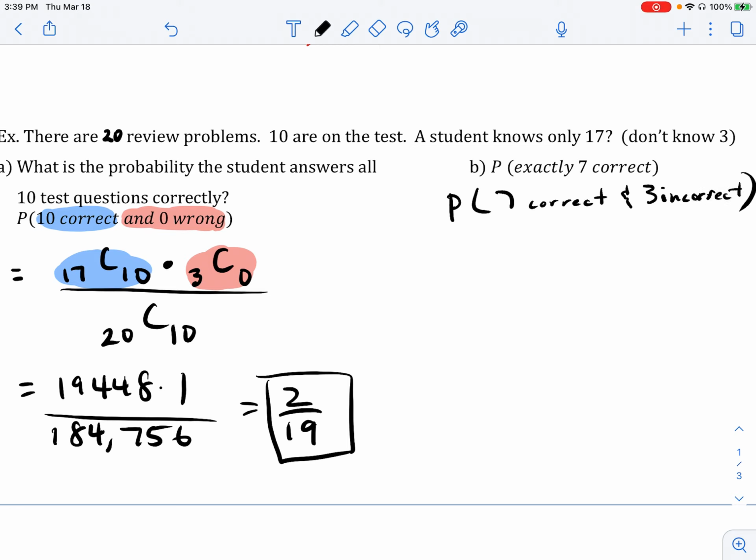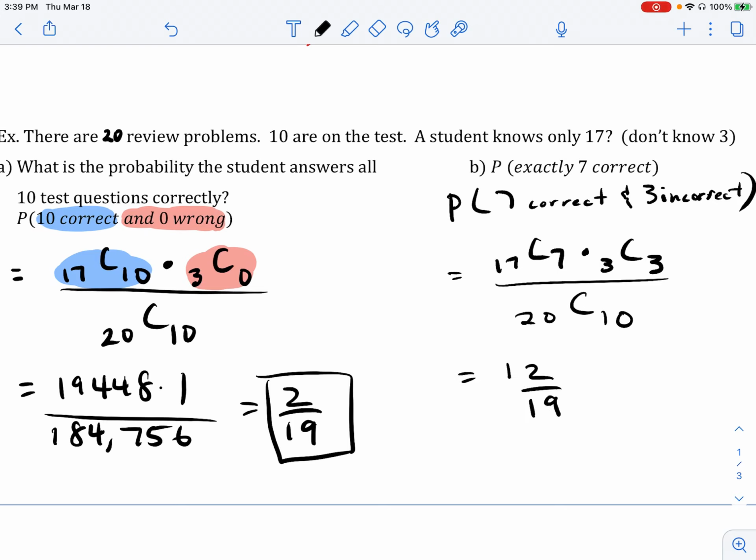So we're going to set this up pretty similarly. Our denominator, again, is going to be 20 choose 10, because we're still choosing 10 problems from the 20 that we have available. This time we're choosing 7 from the 17 that we know how to do. And we're choosing 3 from the 3 that we don't know how to do. It's just our luck, right? That the 3 that we don't know how to do, all 3 of those are selected for the test. Well, even without really having a firm understanding of factorials, we should see that this value is going to be exactly the same.